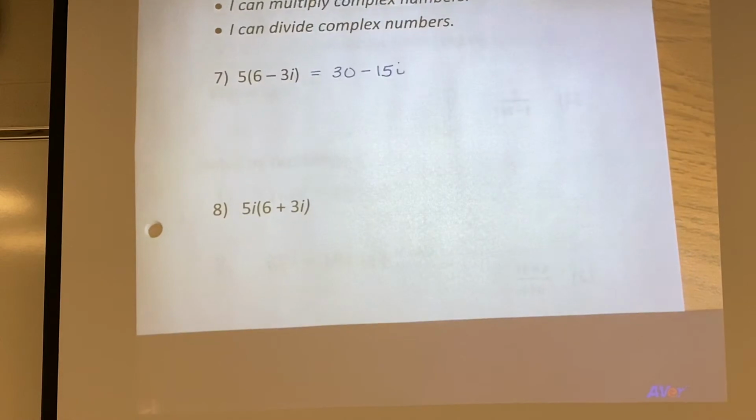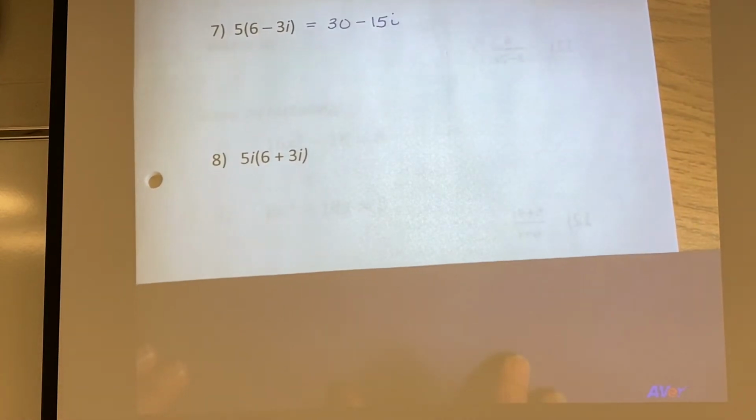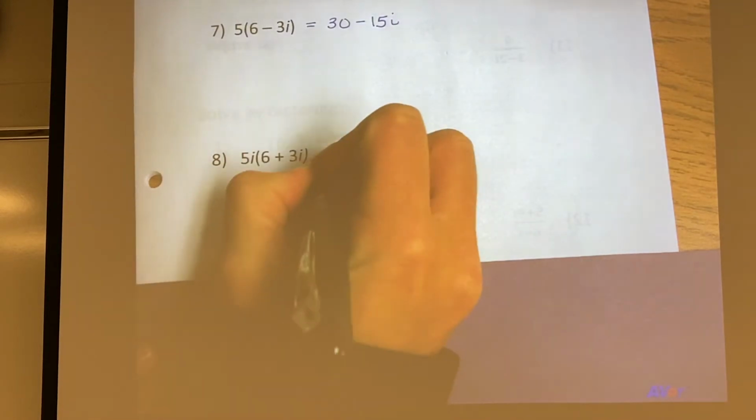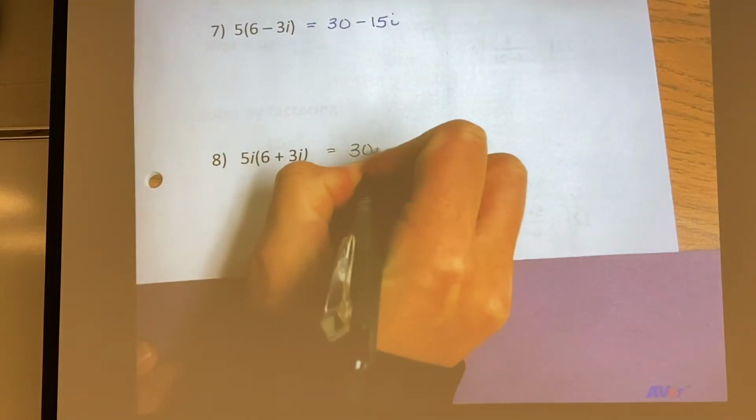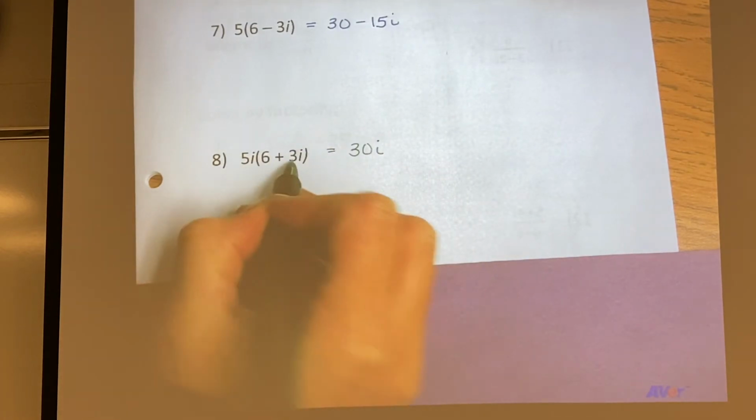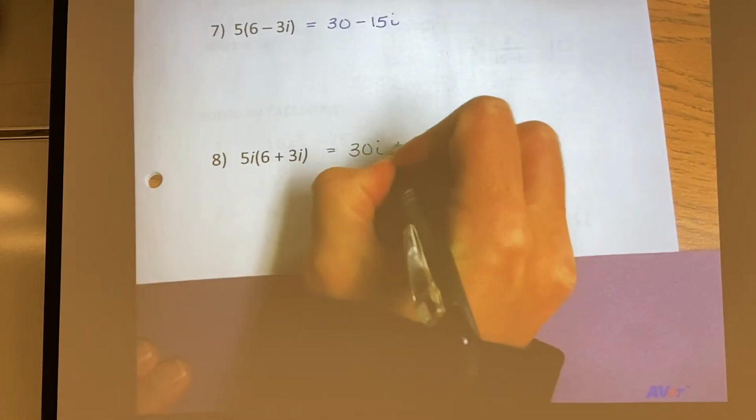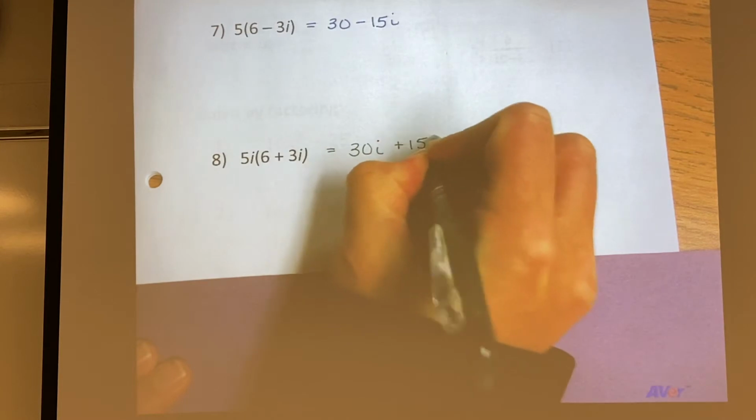If the number on the outside has an i with it, nothing changes. We're still going to just distribute. 5i times 6 is 30i, and 5i times 3i would be 15i squared.